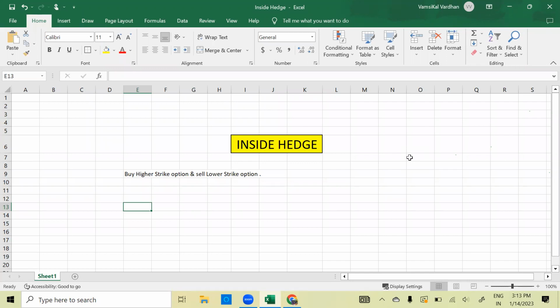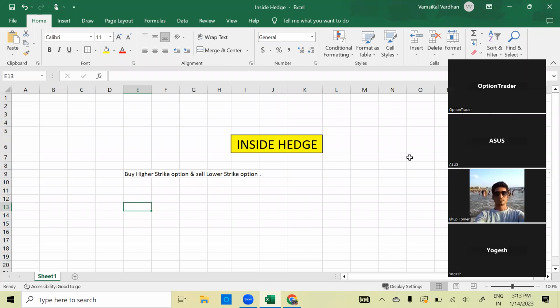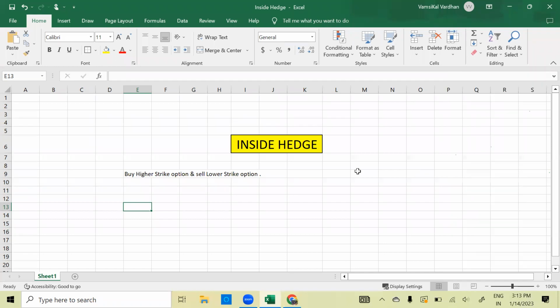Okay, first we will see why the topic of inside hedge came into the picture and how it will help us for doing non-direction or for doing direction. So technically in any market, any kind of market or any instrument in the world which is trading, especially in financial instruments, it will be range bound for almost 70 to 80% of the time.